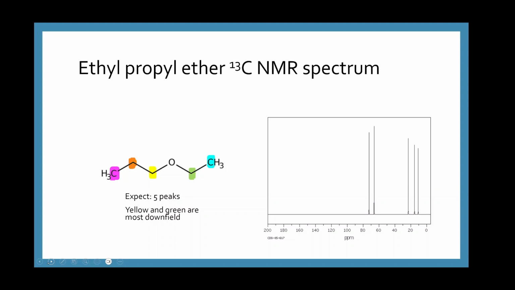What we could tell is that the yellow and green, so these 2 carbons, would be more downfield, so higher ppm, and that's because they're closer to an oxygen. Generally, as atoms are closer to more electronegative atoms, like closer to the oxygen, they would show up with a higher ppm or more downfield. So the yellow and green peaks would be about these 2.